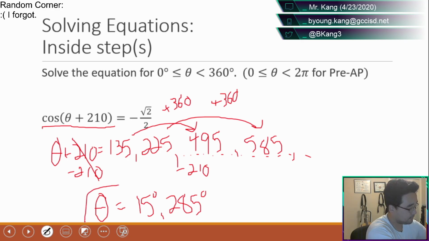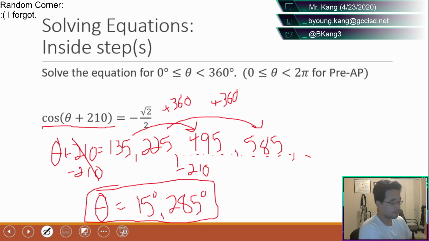So for this problem, I had to look up the values, and then I had to subtract 210. The reason why the 285 is an answer is because I had to realize, oh, my trig chart's actually periodic. There's actually answers that go on forever and ever in both directions to infinity. I had to pull up one of the bigger ones that was out of range, because when I subtracted 210, it now became within range. So that's the trick for when you have numbers inside of your parentheses. Okay.